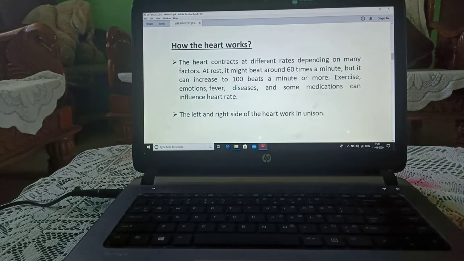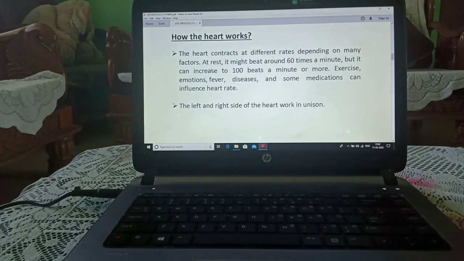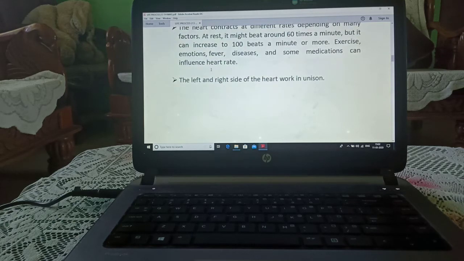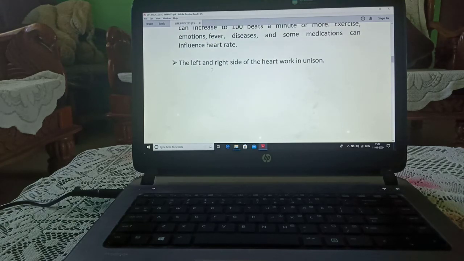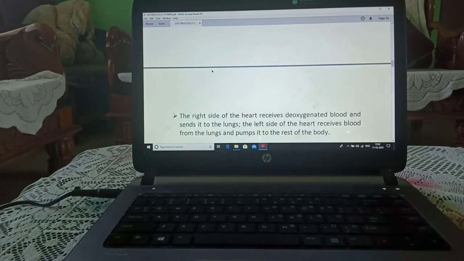How does the heart work? The heart contracts at different rates depending on factors. At rest, it may be beating 60 times per minute. At the time of exercise, emotions, fever, or disease, it may beat up to 100 times. The left and right sides of the heart work in union.